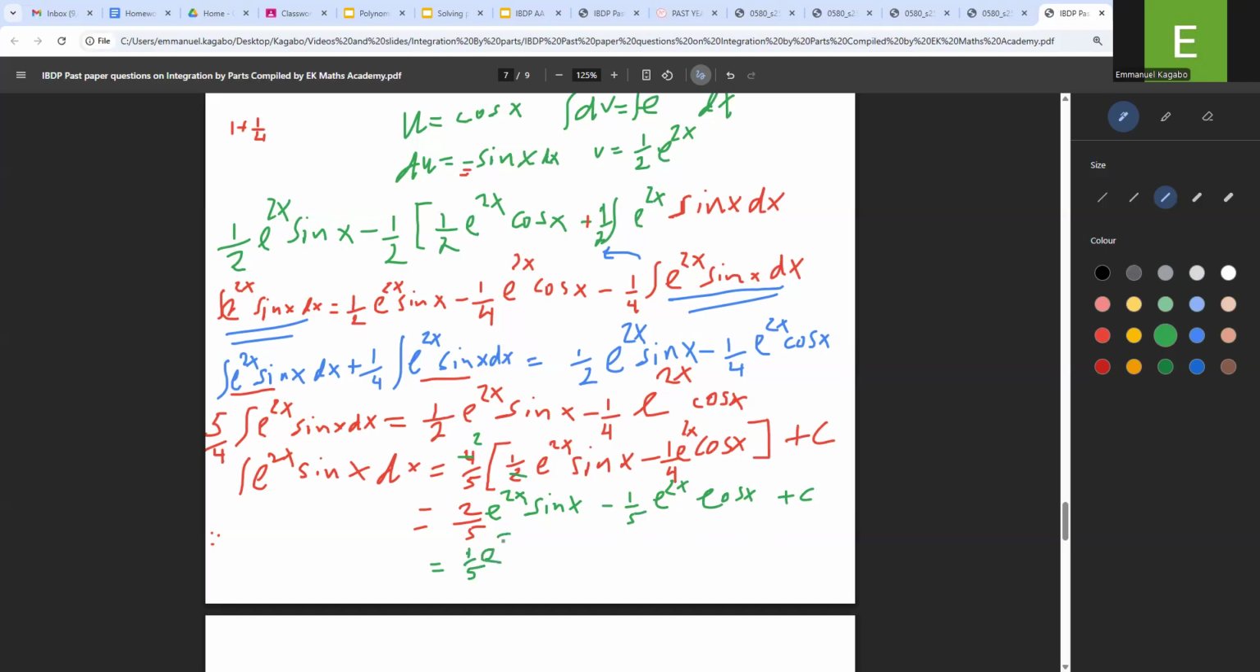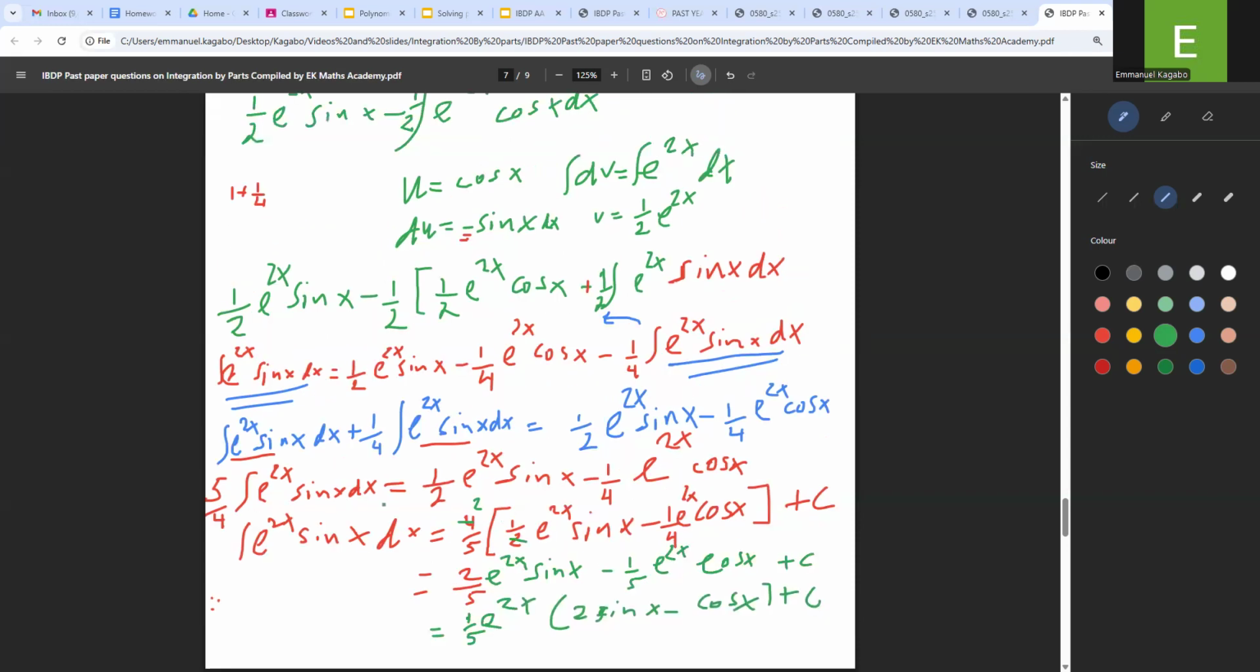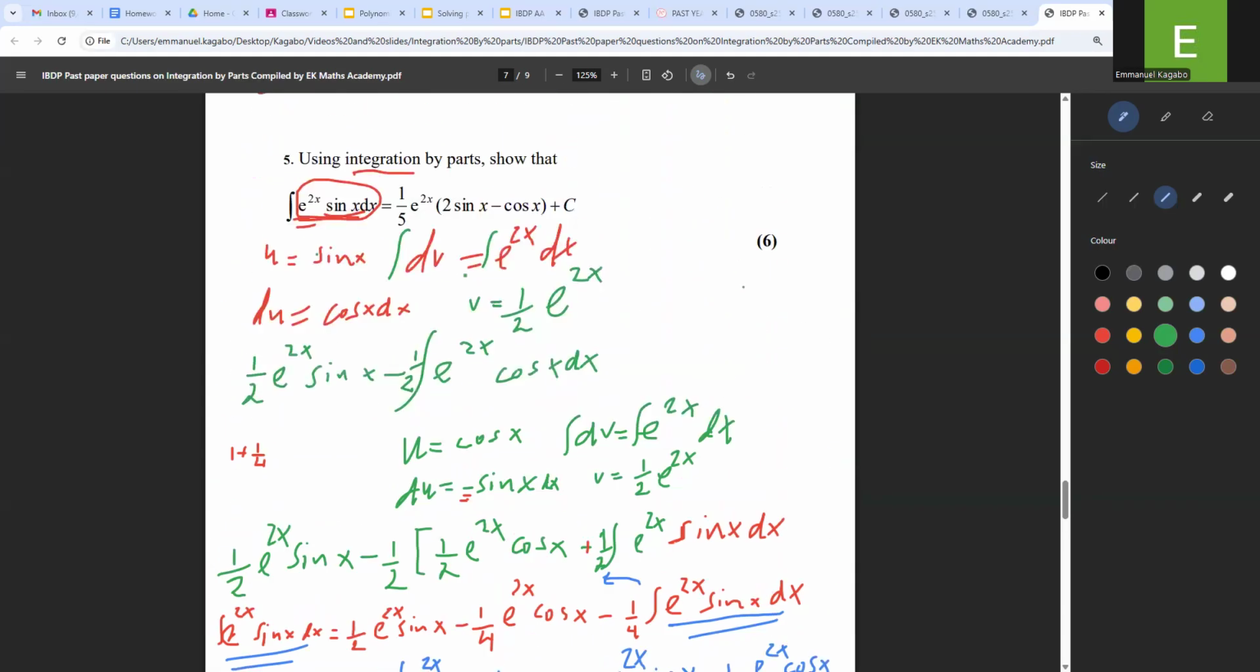e power 2x. What stays inside, guys? What stays inside is 2 sine x minus cos x, plus c. That is it. I've managed to get the integration of my question.